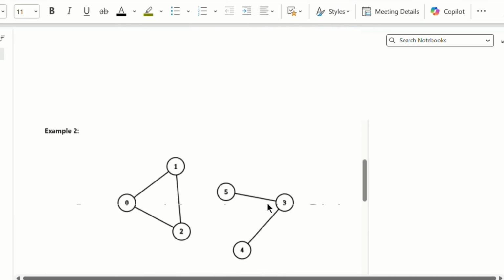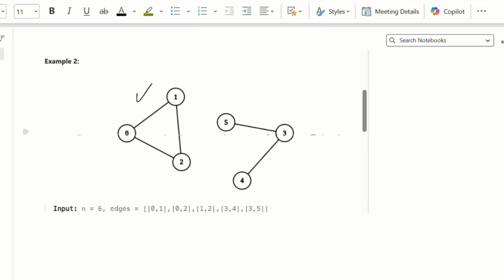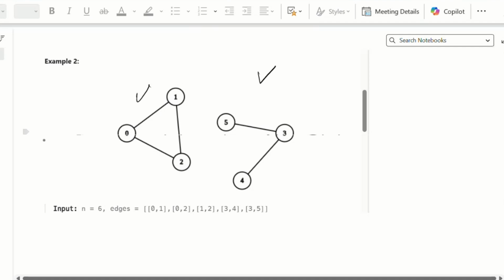Now moving to the next example. In the next example we have 2 connected components, so we will be traversing them one by one. The number of edges in this one is 3.